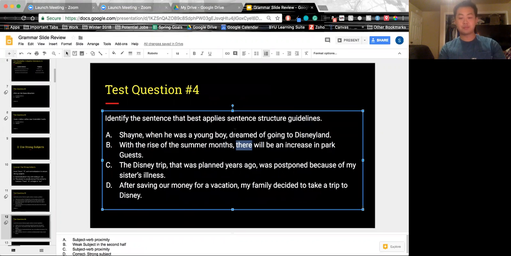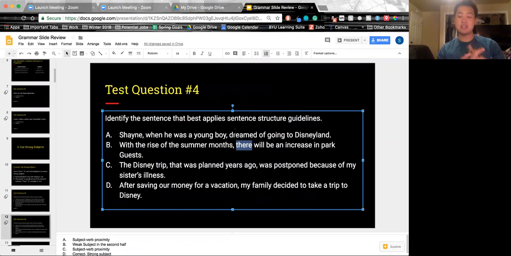And then, A is out, B is out. Let's see C or D. C, the Disney trip that was planned years ago was postponed because of my sister's illness. It's kind of the same thing on the subject verb proximity. I know it's kind of annoying, but you could just say the Disney trip was postponed because of my sister's illness. It was planned years ago, just making it into a separate sentence or something like that. So C is automatically wrong because of the subject verb proximity.